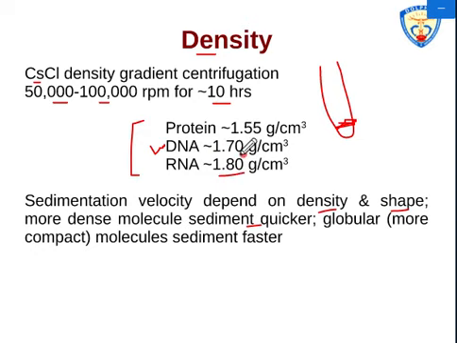DNA gives a density of approximately 1.7 grams per centimeter cube. This will vary according to its physical form. It will also vary according to the GC or AT content of the sample. Proteins are found floating on the top of the tube, so they have the minimum density, about 1.55 grams per centimeter cube. With respect to proteins, DNA and RNA are more dense molecules.